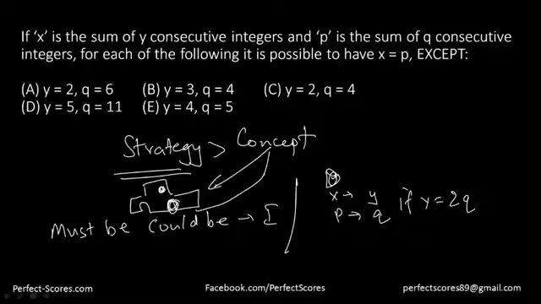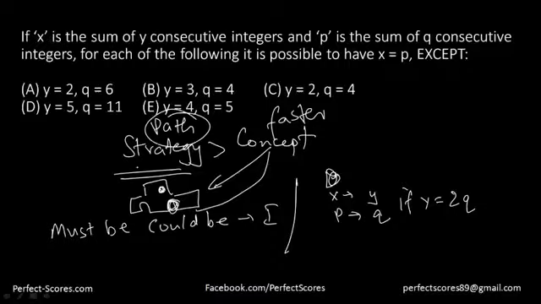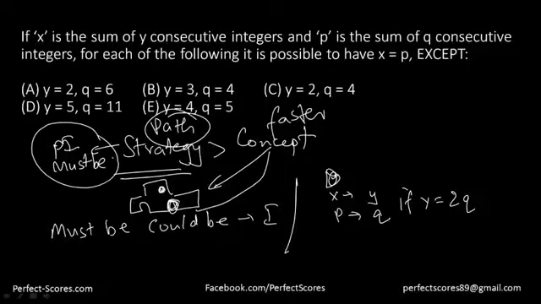So concept helps you to become faster, but strategies give you the path to go ahead and solve the question, right? So strategies are like plugging in, must be, could be. All these kinds of strategies will help you to solve the question, but concept will just make you faster. It will not help you to solve the question in the way strategy does, right? So I suppose you're understanding this point over here, guys. Moving forward.